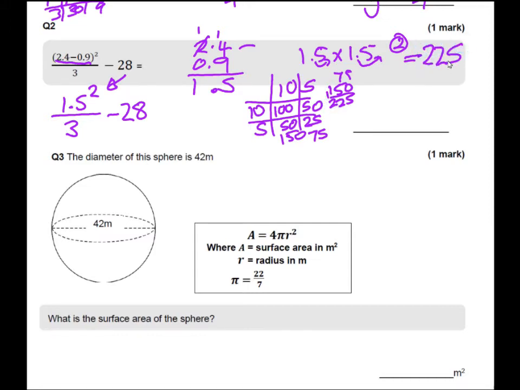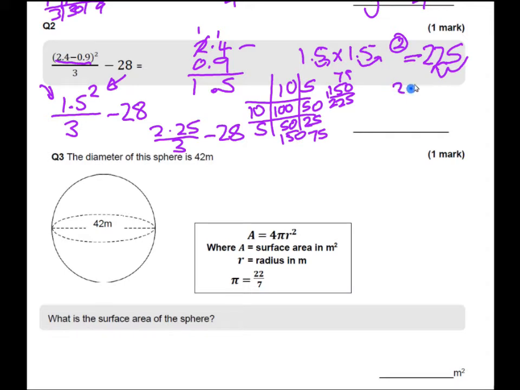Now, once you've done your 15 times 15, don't forget to move your decimal point back, so we now have 2.25 as our value for 1.5 squared. So now we have 2.25 over 3 minus 28. Okay, so the next thing we need to do is divide 2.25 by 3.